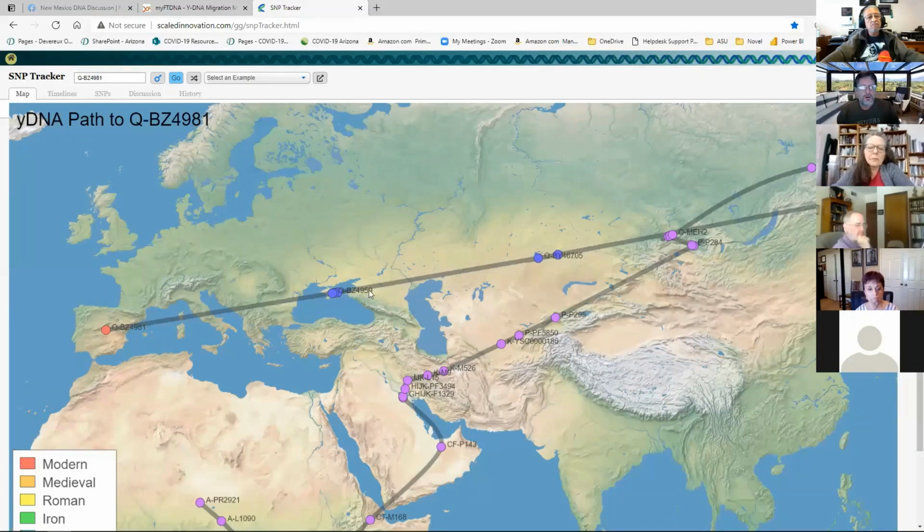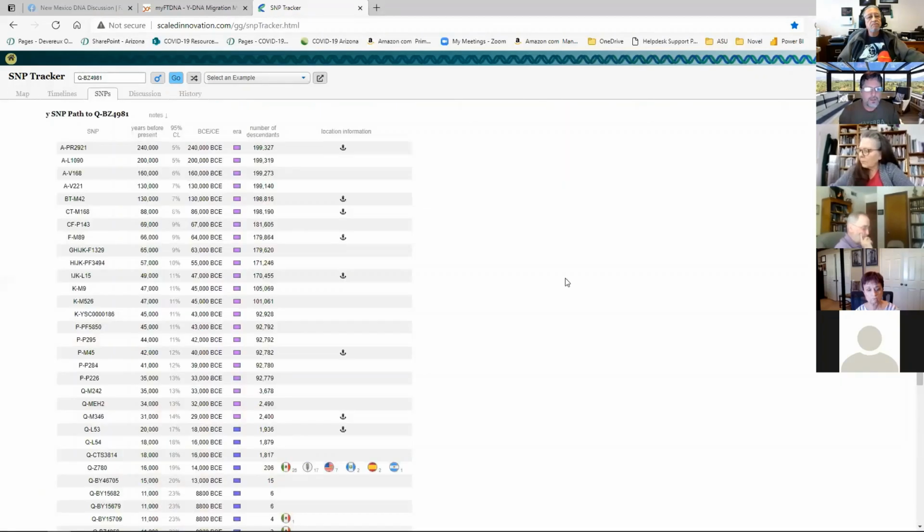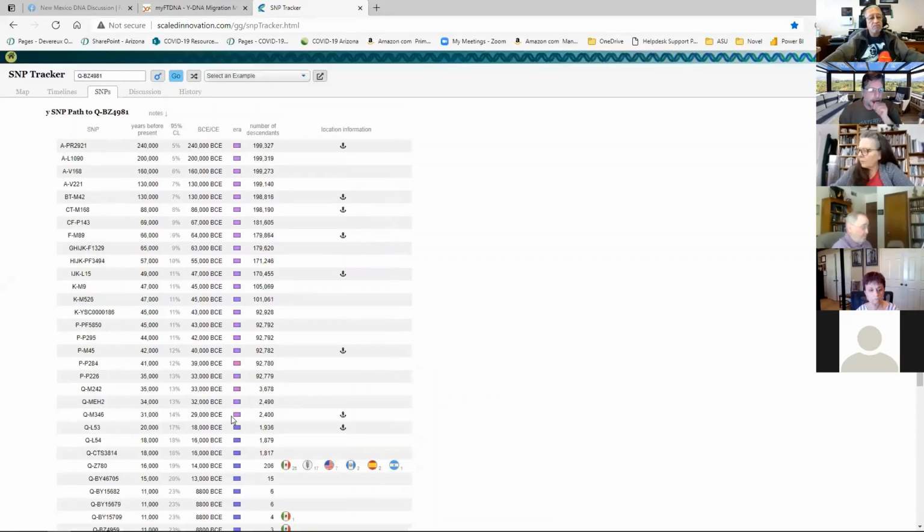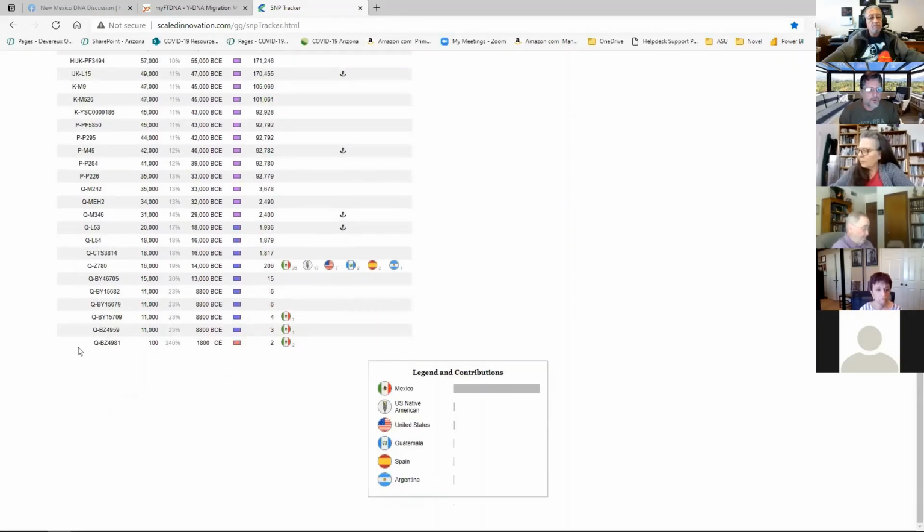So SNP tracker is great if you have a European-based background, the map part, but it's not so good for Q because it's broke. It doesn't work for us, but this piece does. So it basically tells you that you can use this with genealogy. If you can identify someone else with the same haplogroup, this family clade, then their genealogy would be very useful for you.